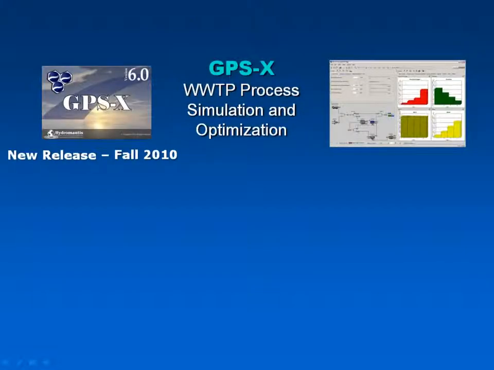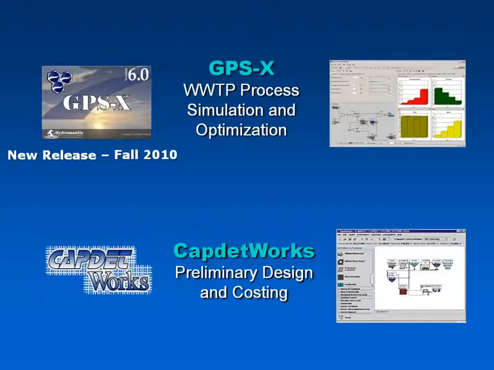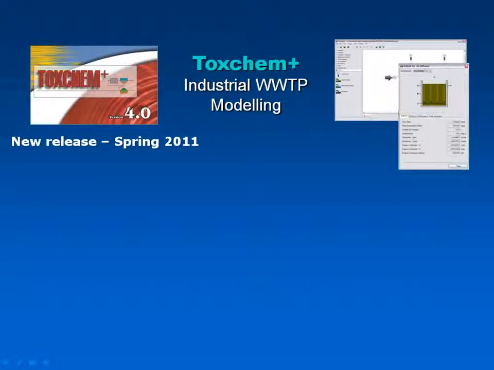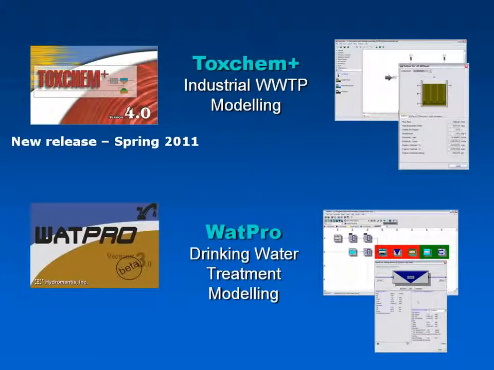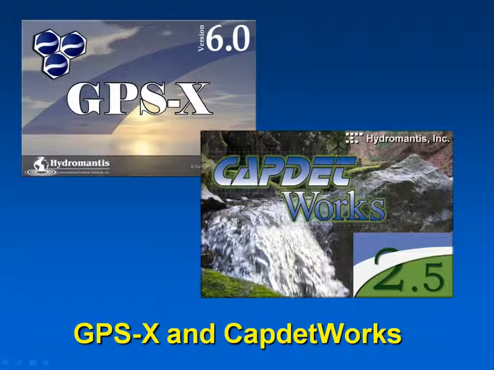As you probably know, GPS-X, our wastewater process simulation and optimization software, is one of our major products, and we have a lot of our business that surrounds that. We released a new version last fall, 6.0, and we'll be releasing a new version, 6.1, this fall. We also are going to be looking today at CapdetWorks, our preliminary design and costing software. We also have a package for modeling industrial wastewater treatment systems called ToxChem. And we have a drinking water treatment modeling package called WATPro. However, today, as I mentioned, we're going to be focusing exclusively on GPS-X and CapdetWorks.